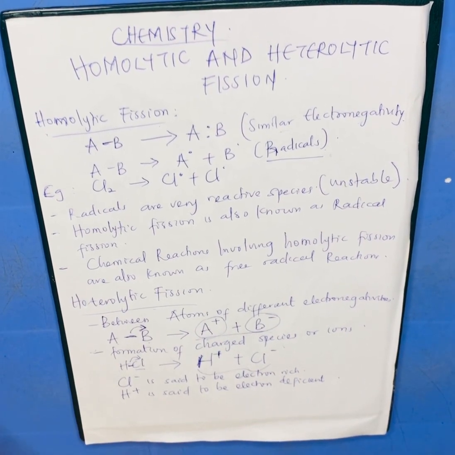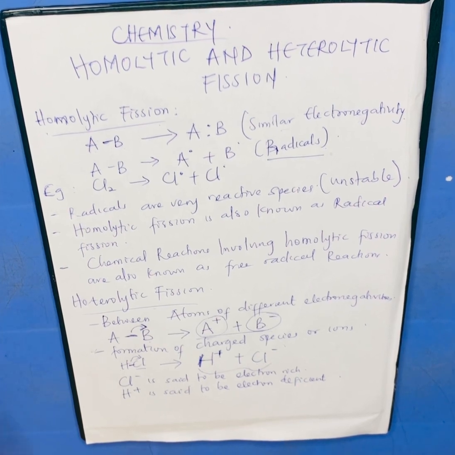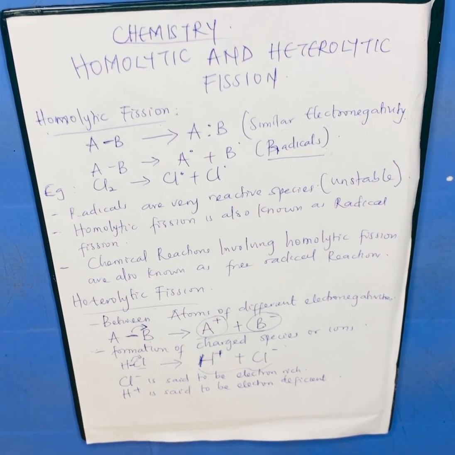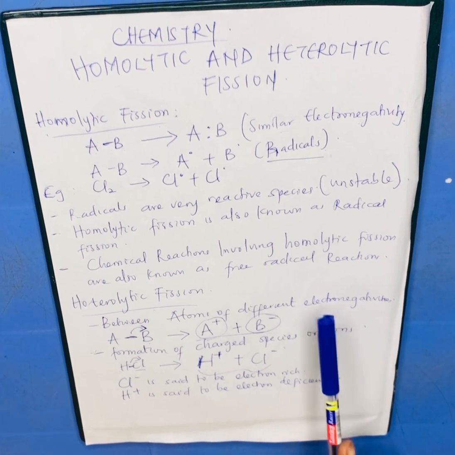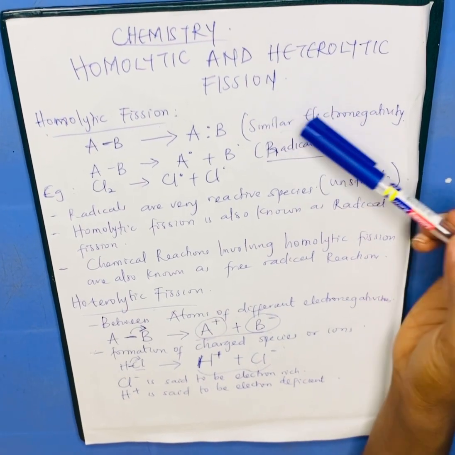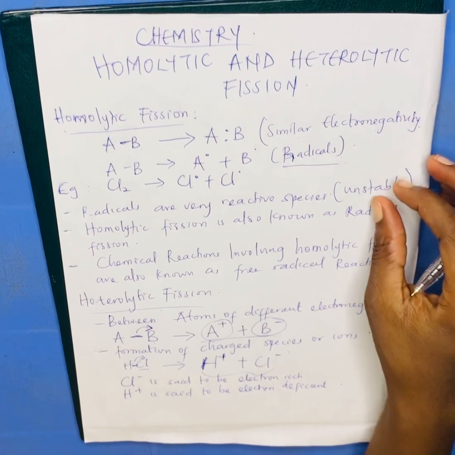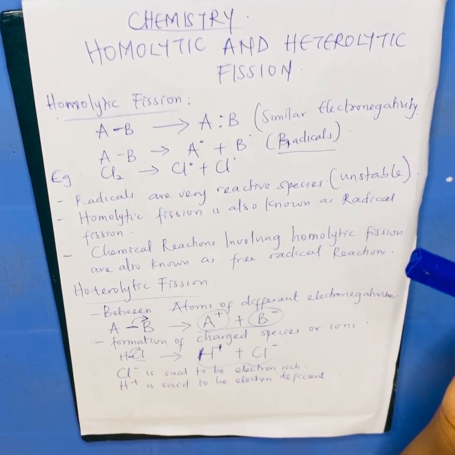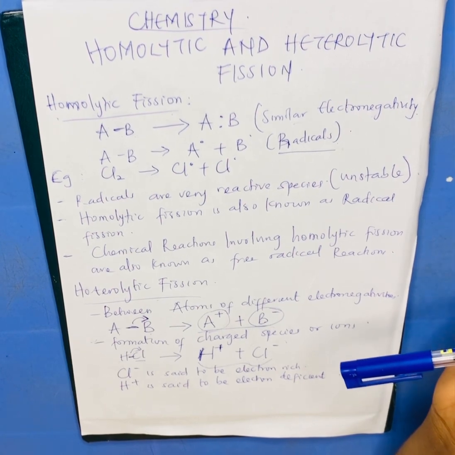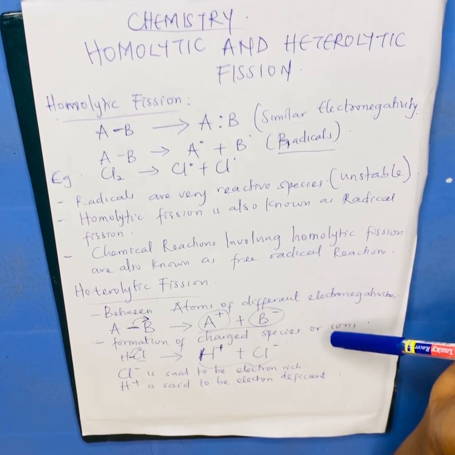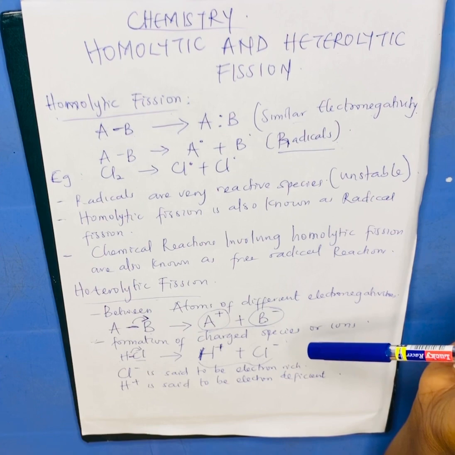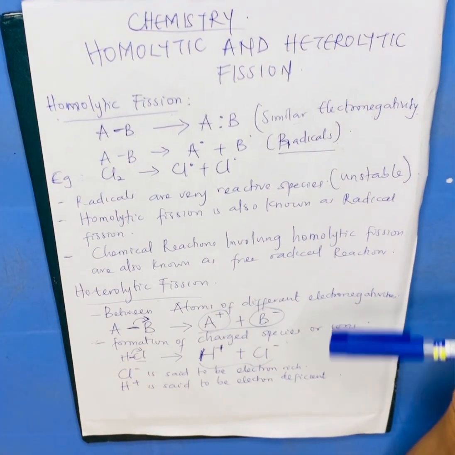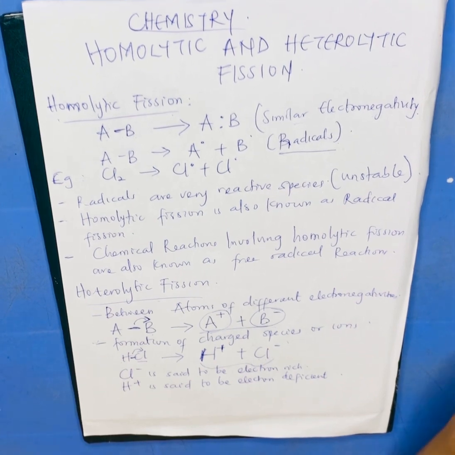So that's what we have for homolytic fission and heterolytic fission. Homolytic fission forms radicals, between atoms of similar electronegativity, and it's also called a free radical reaction, while heterolytic fission forms charged species. You understand? Charged species. It happens between two atoms of different electronegativity values.